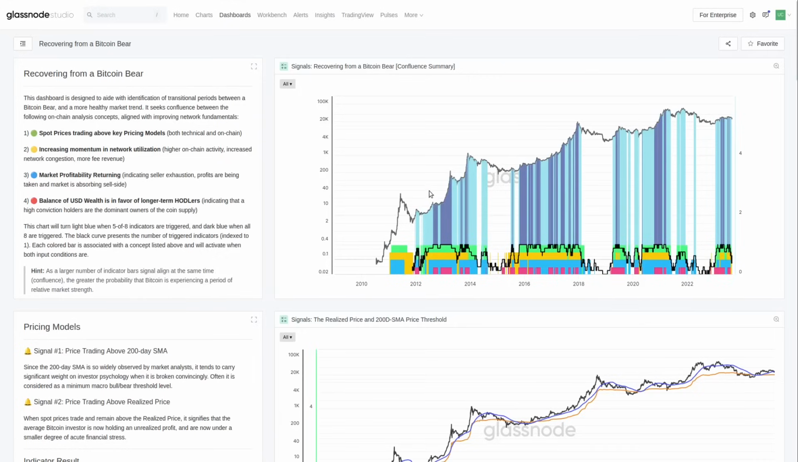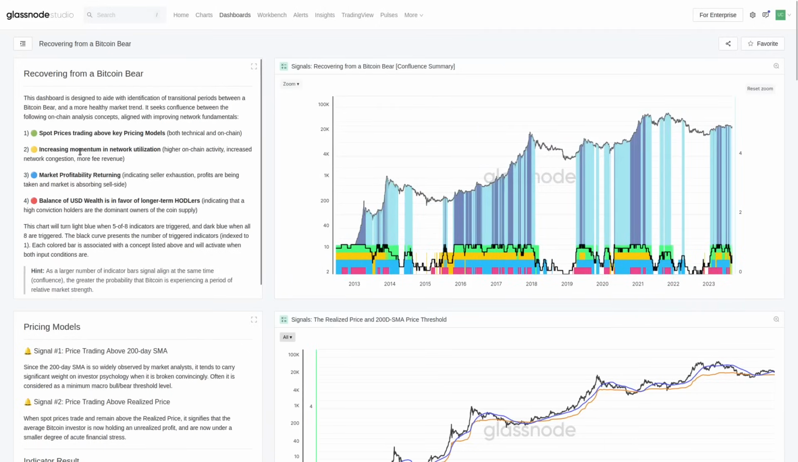So what you can see, let me just zoom in a little bit. This is our confluence summary. Now, the way it is set up, there are 4 different categories: pricing models, network momentum or activity, how active the chain is, market profitability, because it's very hard to have profits in a bear market, and the balance of wealth held within the system, hodlers versus speculators.